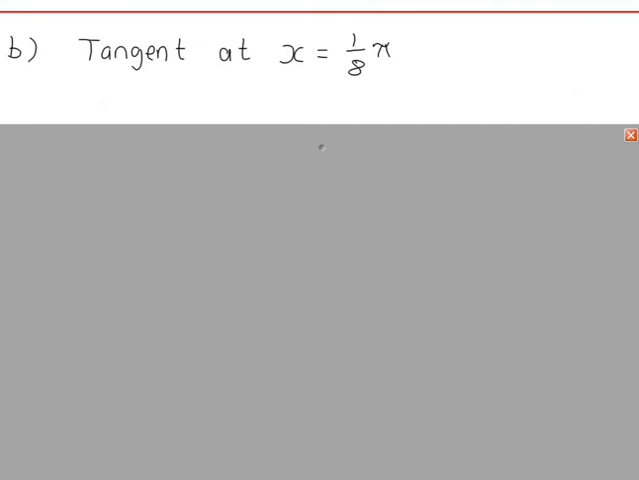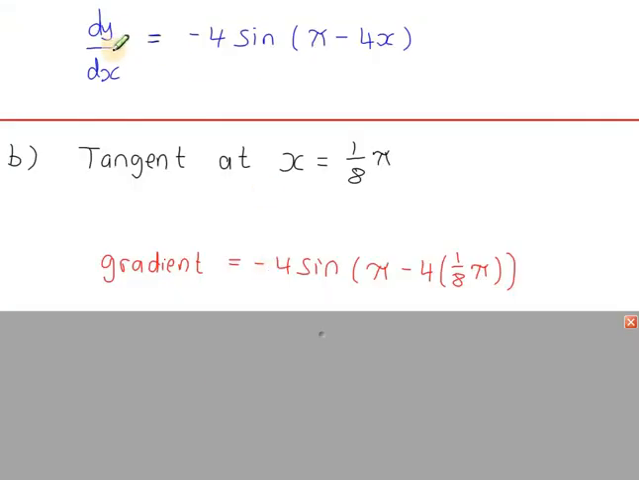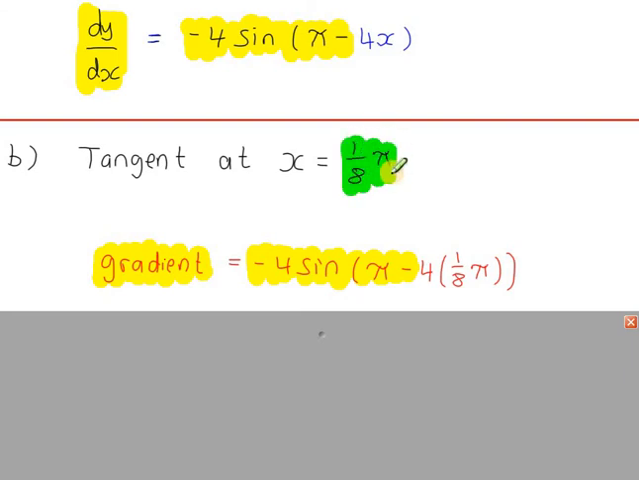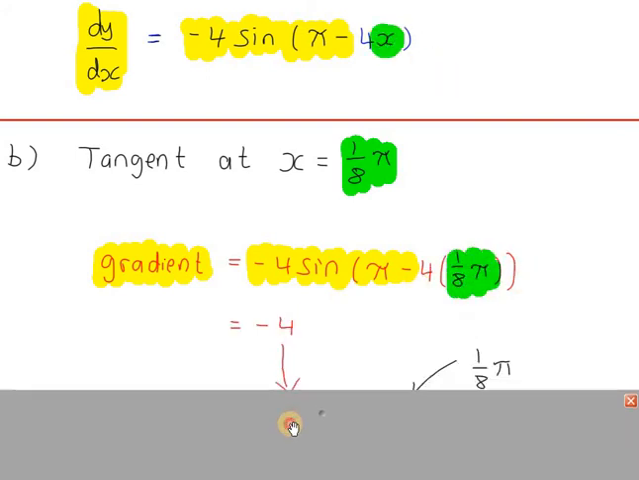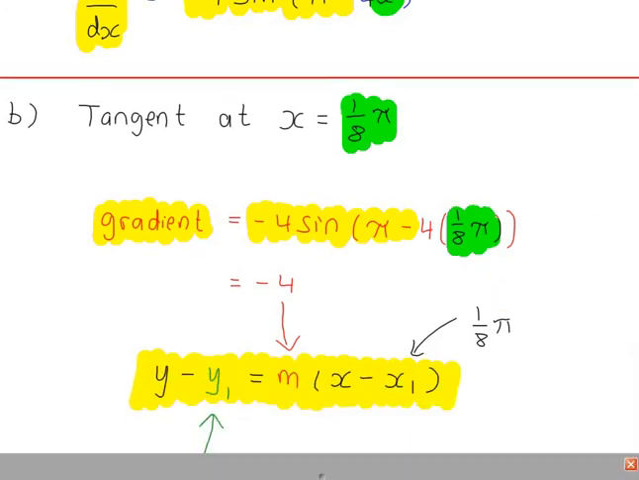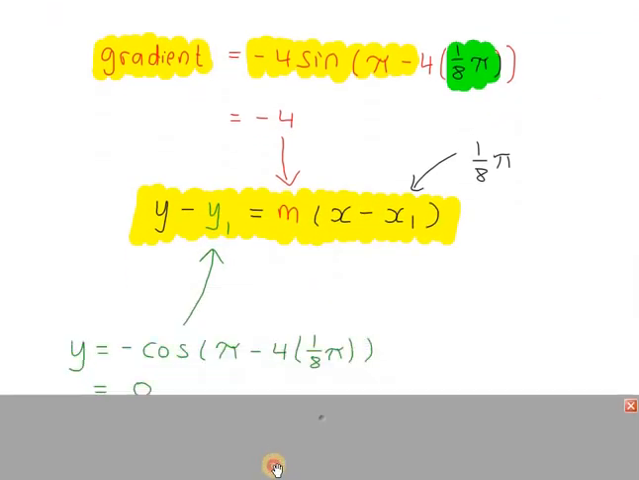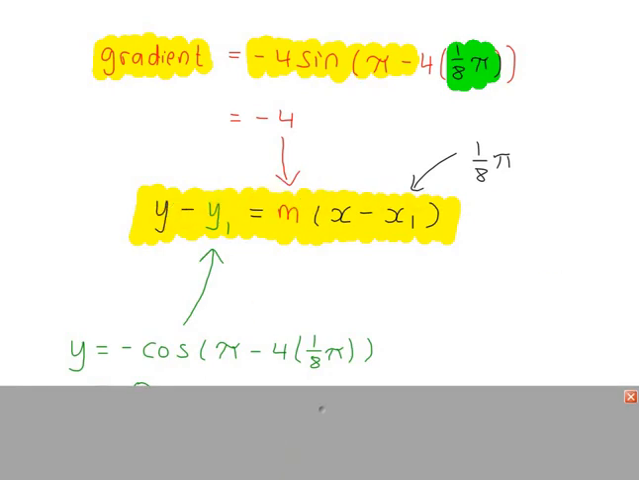Now we want the equation of the tangent at the point where x equals 1/8 pi. So the gradient, dy by dx, the gradient here, is minus 4 times sine, open brackets, pi minus, there, pi minus. Now the angle is 1/8 pi, so you've got the minus 4, then instead of the x though, we've got to substitute in 1/8 pi, put it into your calculator in radians mode, and then the equation of a straight line, which is in the form y minus y1 equals m(x minus x1).